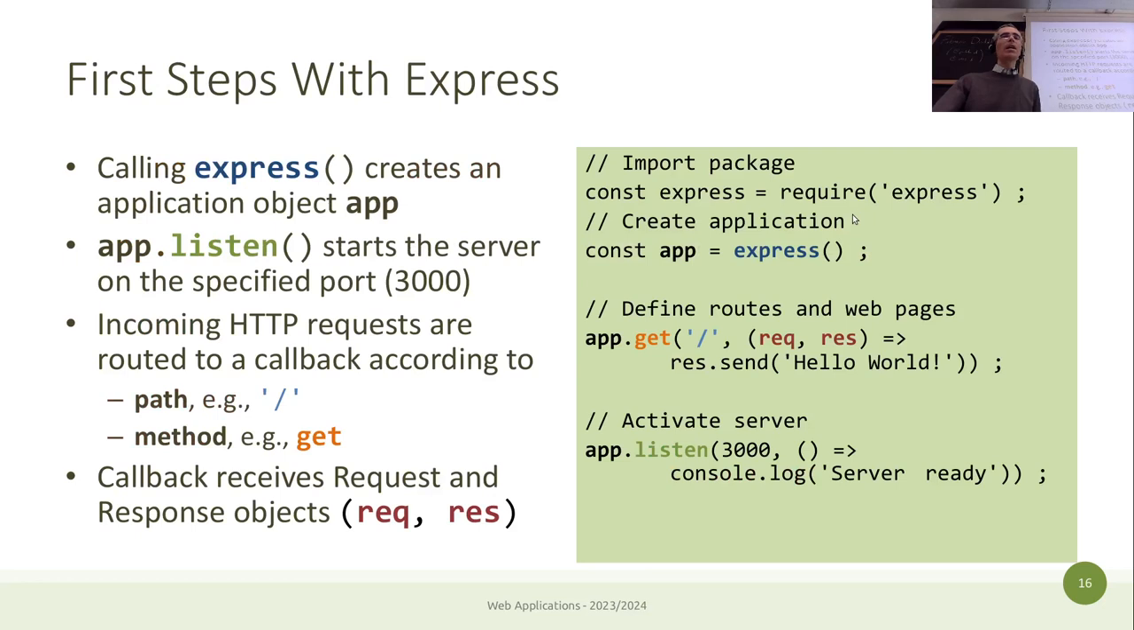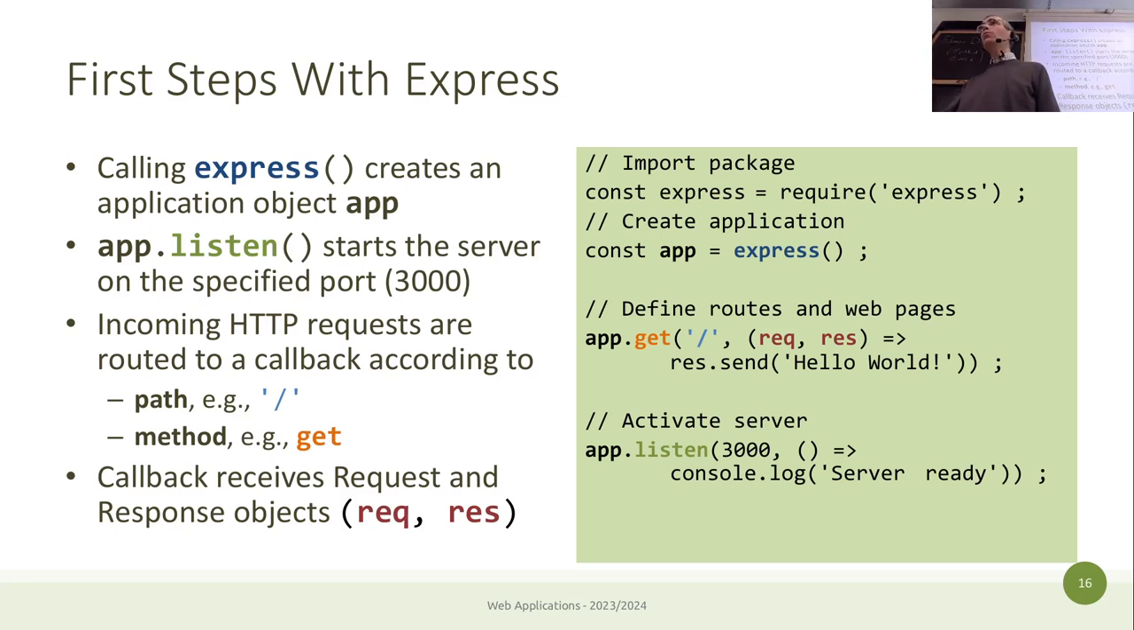How does a server with Express look like? This is really the basic stuff to write to start an Express server. So you import the package and you assign it to a variable, actually a const, that's better. And then you say, please listen on some port that will be a TCP port. That should be clear to you from the computer networks course, okay?